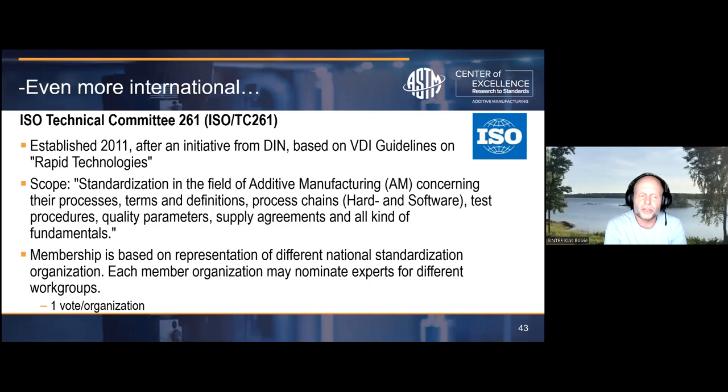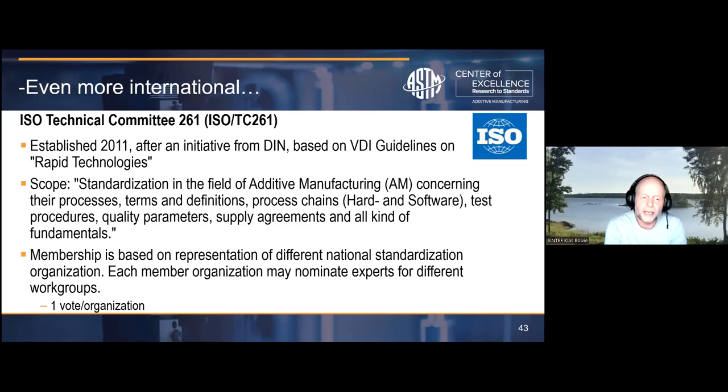Since this was after ASTM had started, many of the members who joined at that time were already members of ASTM. We made it quite clear that we did not want to duplicate our work, and we absolutely did not want to have contradictory standards. So we insisted that standardization should be aligned and coherent between ASTM and ISO.